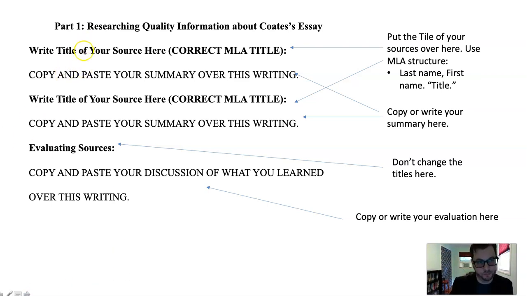Write the title of source 1, write or copy and paste your summary, then the title of your second source and its summary. Keep this title the same. Do not change the evaluating source's title, and then write or copy your evaluation, what you have learned from the research paragraph. So remember, follow the template that you can find on Blackboard. It is there to help you complete the essay.